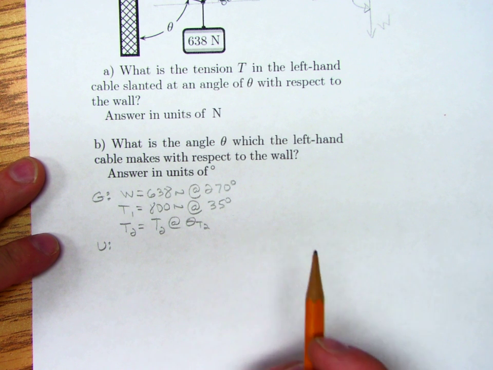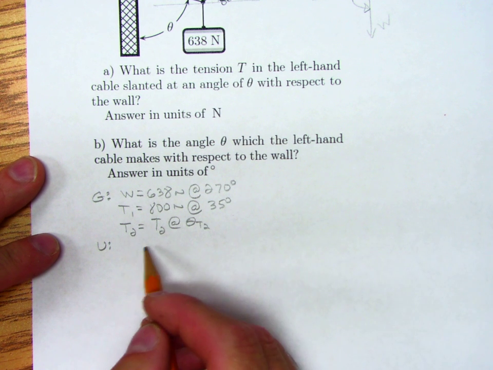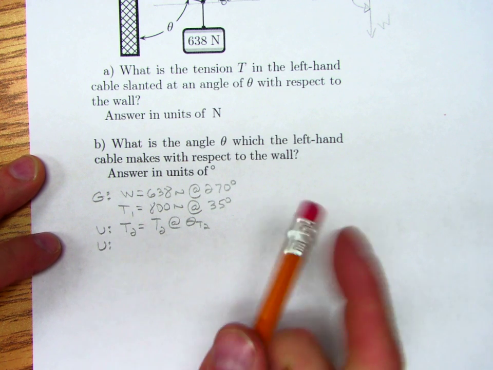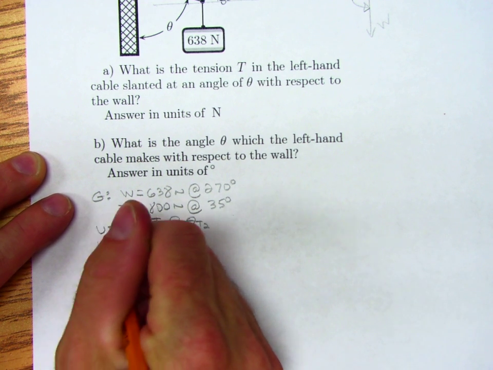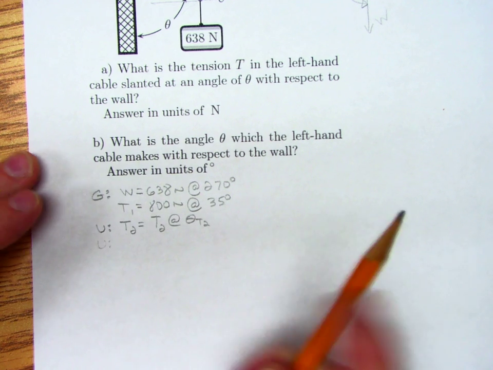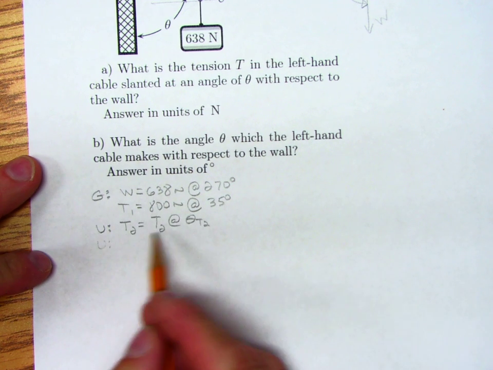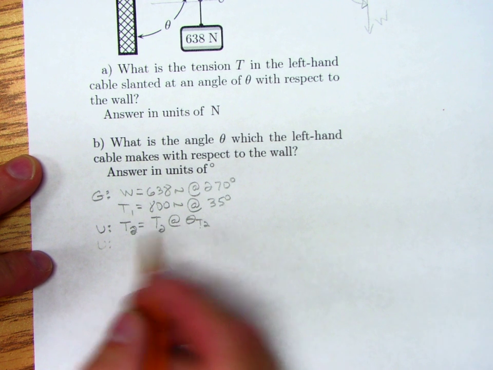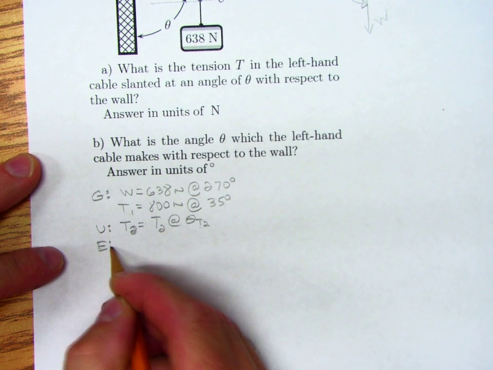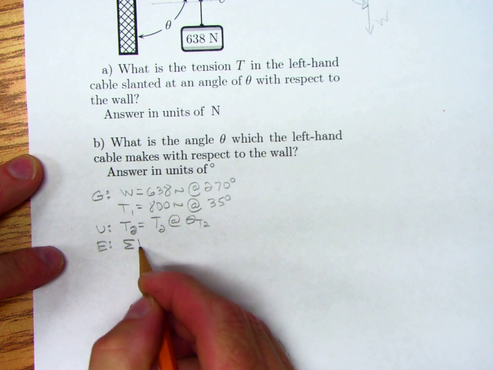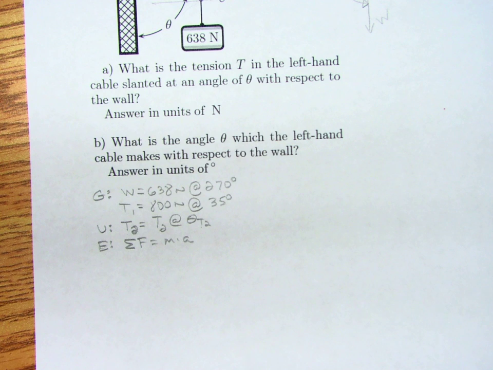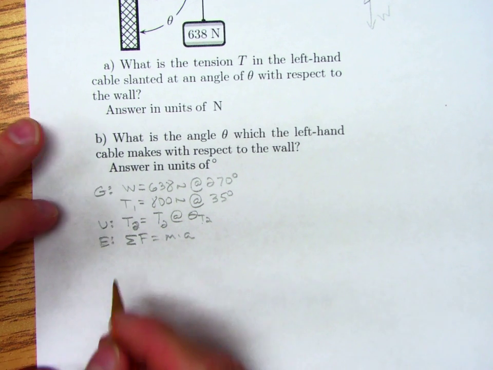This is our unknown here, actually. So I'm going to put my unknown right here. Instead of re-recording this whole thing, I'm just going to move my U. Okay, so here's the unknown, T2. I need to know the magnitude and the direction. So my equation, well, second law, sigma F equals mass times acceleration. It's in equilibrium, therefore mass times acceleration is equal to 0.